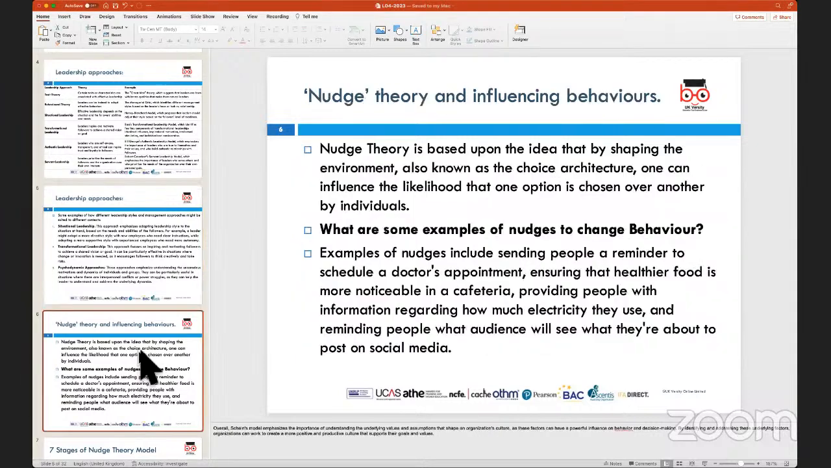So any questions so far? Sir, regarding the psychodynamic approach, is it a standalone leadership style or an add-on skill that a leader has to develop?